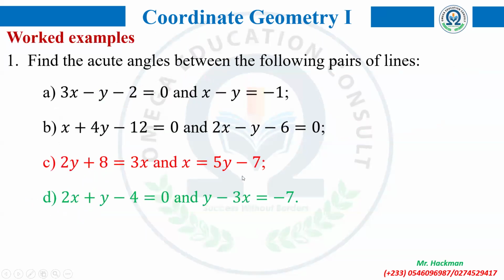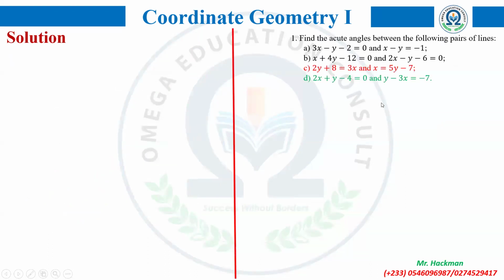So quickly, let's go and look at what we have here. We are to find the acute angle between the following pairs of lines. The acute angle between the following pairs of lines. So you have A up to D. We'll do the A together. If your understanding is not perfect, then we'll try the B just to perfect it. But if your understanding is perfect with the A, then there is no need for us to do the B. Then we move on to our next concept. So quickly, let's go and look at the solution.